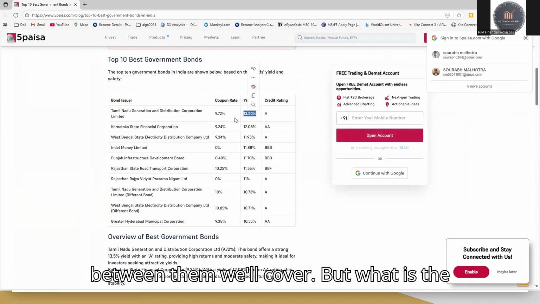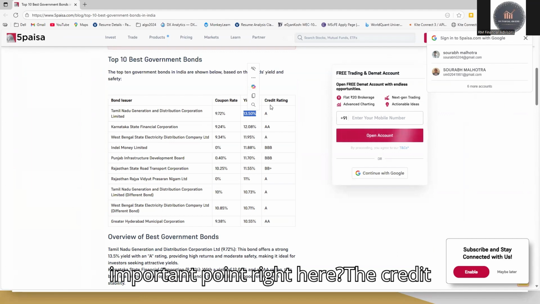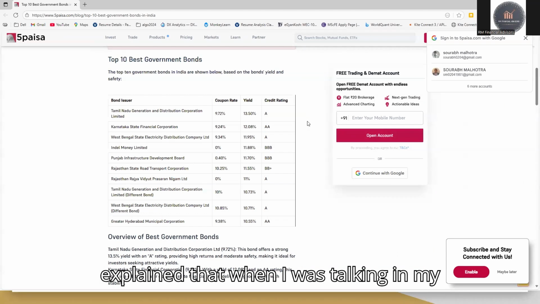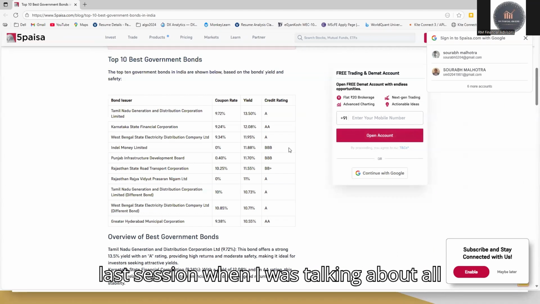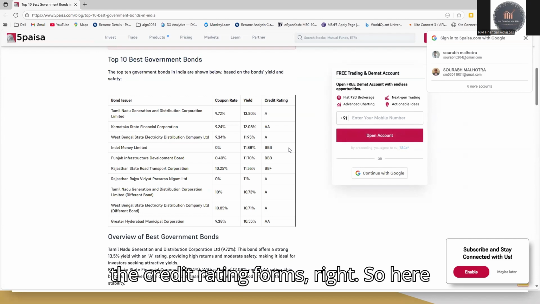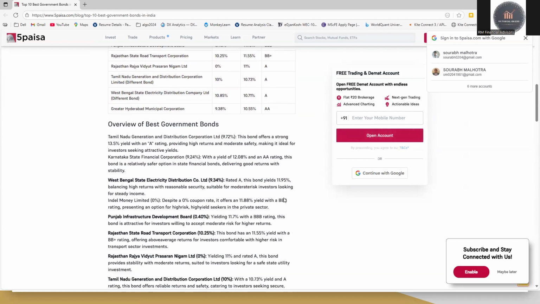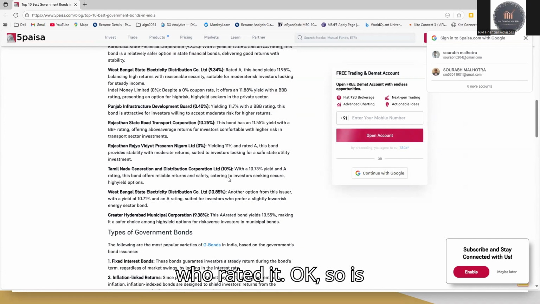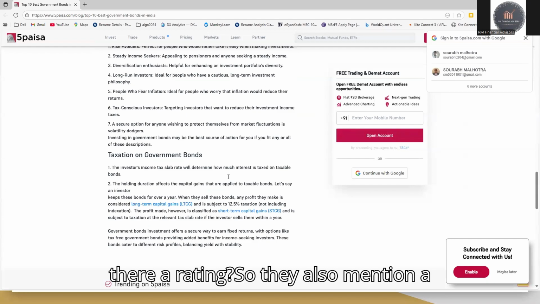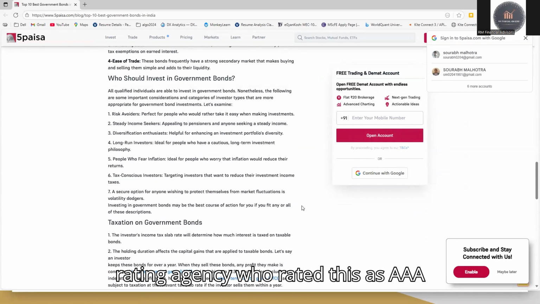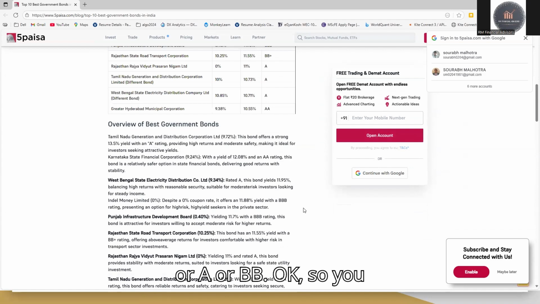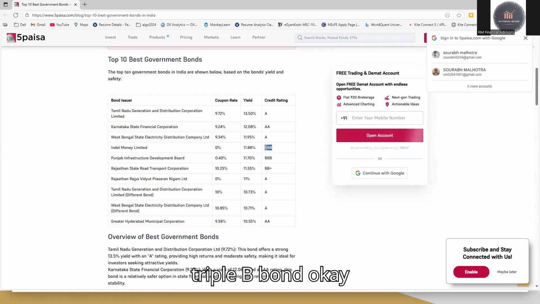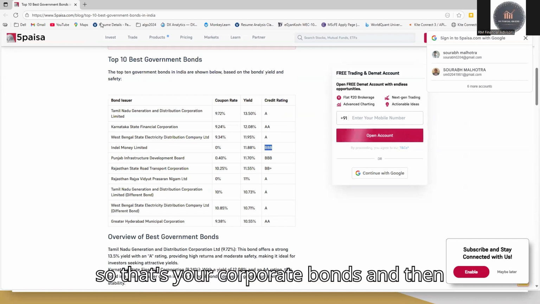What is the difference between them? We'll cover that. But the important point is that here the credit rating is also mentioned. I explained credit rating in my last session, when I was talking about all the credit rating firms. So here, I believe they should have also mentioned who rated it. They also mention a rating agency who rated this as AAA or A or BB. You can see Indel Money Limited, that is a triple B bond. So that's your corporate bonds.